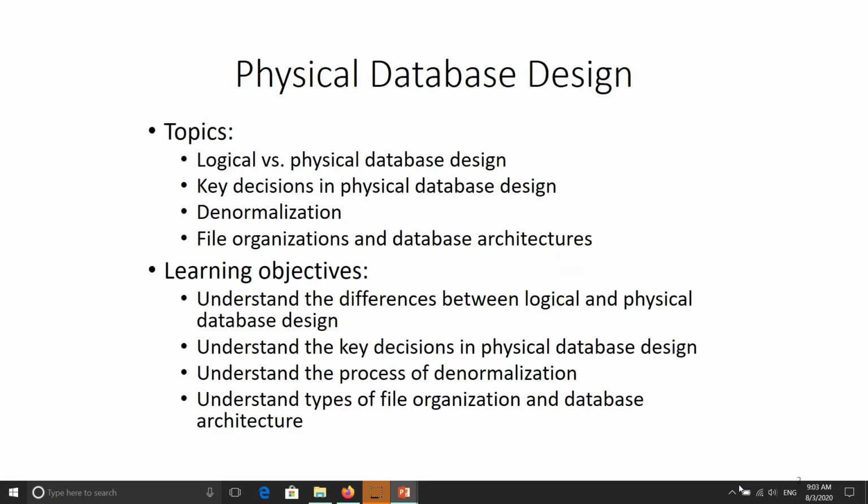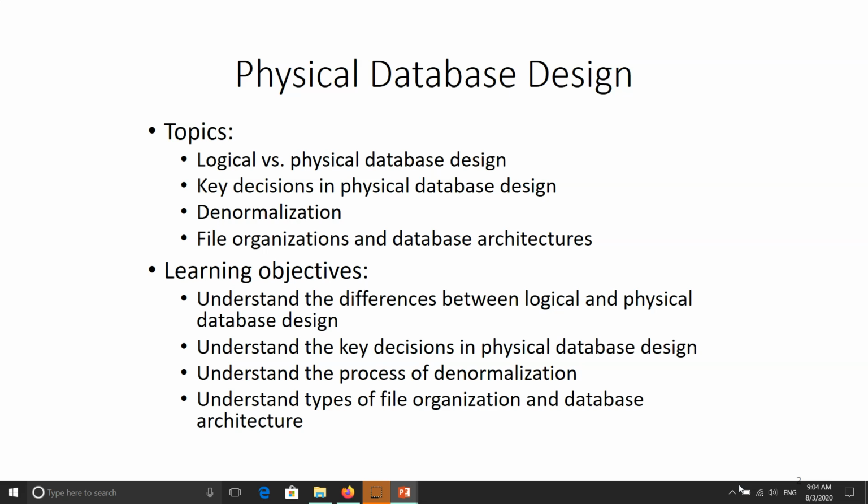The first key concept you will need to understand in this module is the distinction between logical database design, which was discussed in the previous module, and the physical database design. The main distinction lies in the focus of these two types of database designs. Logical database design focuses on representing the critical data elements, their relationships, and the business rules from the business perspective.